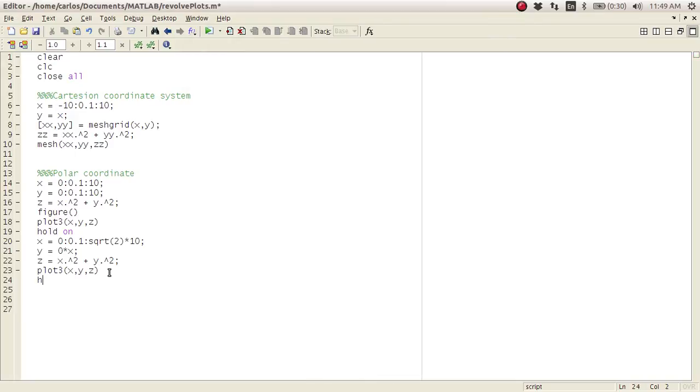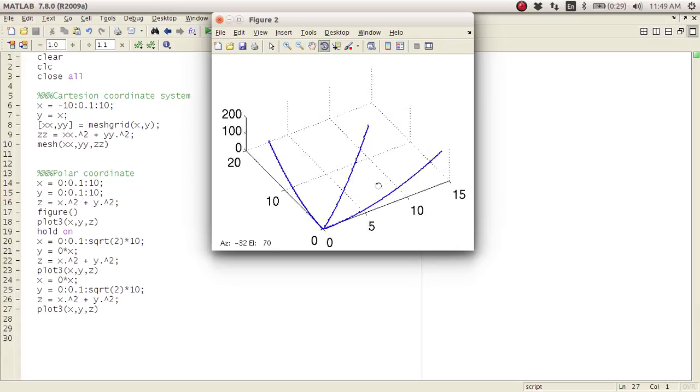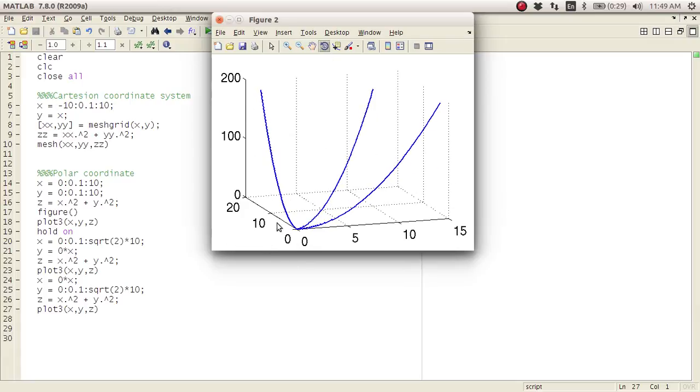So I could do the same thing and say, okay, now x goes to 0 times x, and y goes from 0.1 to the square root of 2 times 10 like that. And then I could say z equals the same thing. I can just copy and paste this line of code and then plot. Actually, I don't even need to, because everything is different. Or perhaps I don't. Yeah, let's try that. That's an interesting thing. So then there are my three lines there, right?